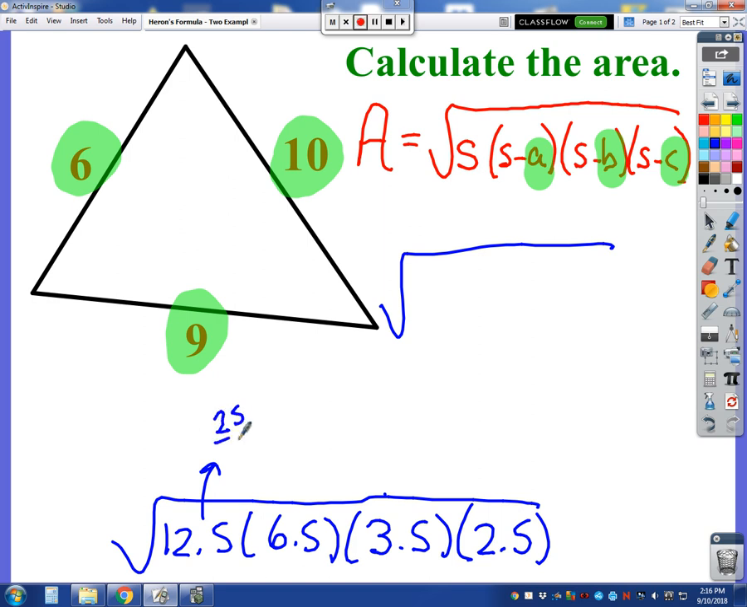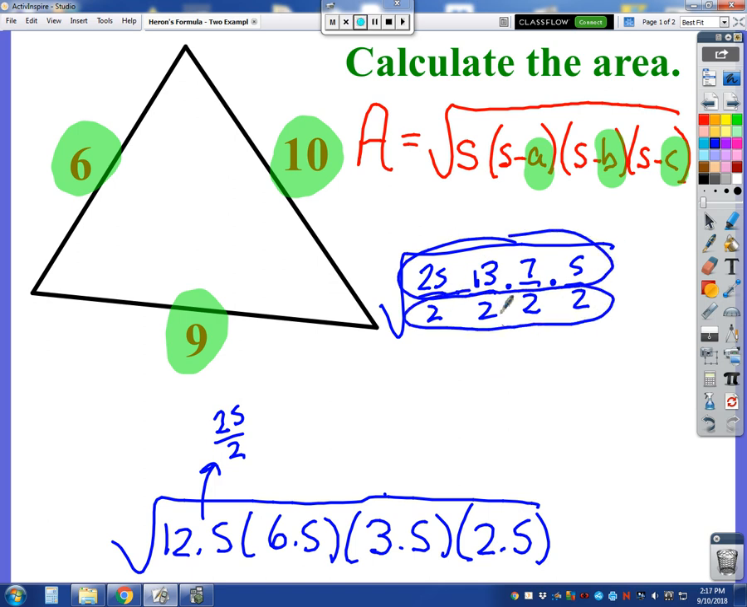So 25 halves is 12.5 times 6.5, which would be 13 halves. 3.5 would be 7 halves. And 2.5 would be 5 halves. Well, then you could multiply all your numerators together. You could multiply all your denominators together.